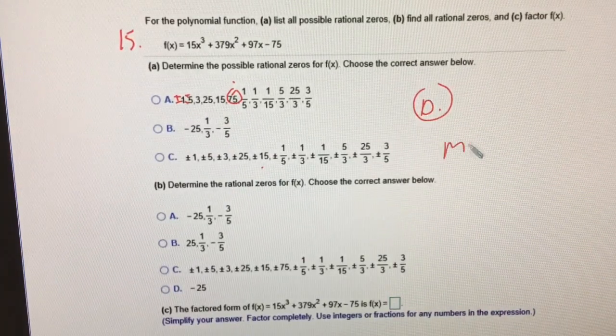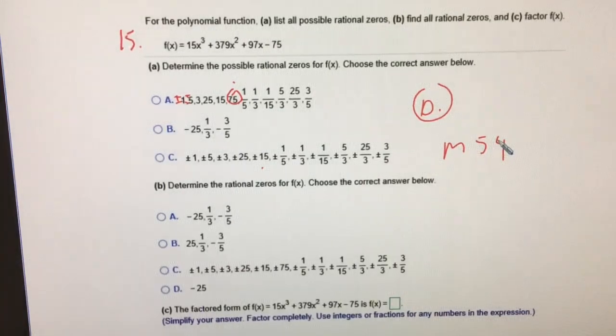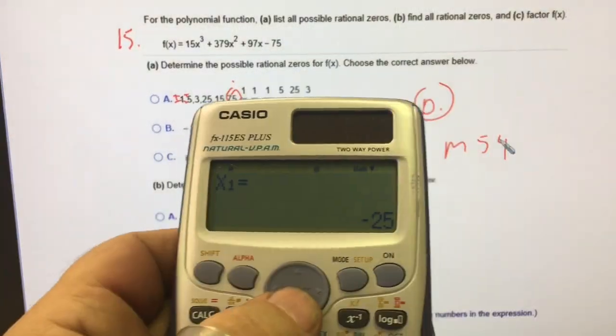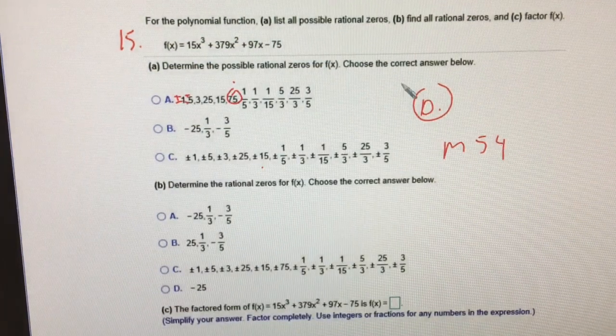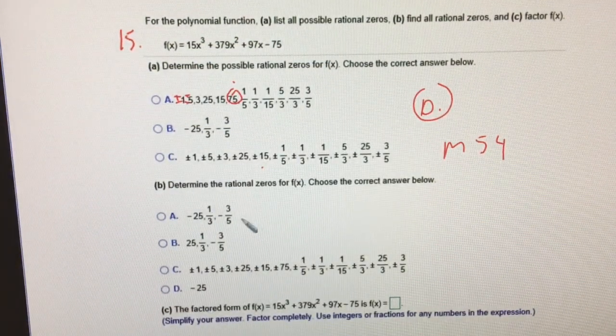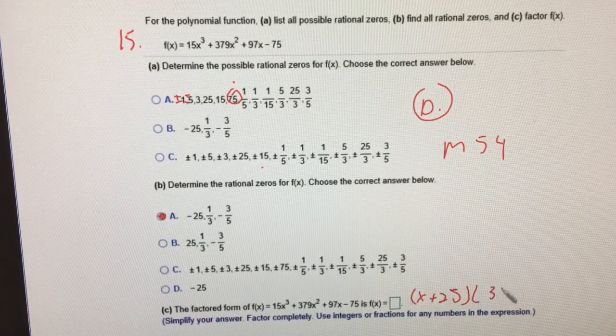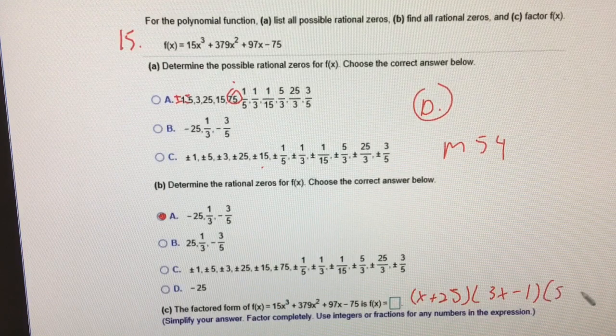Now I'm going to mode 5 4 to get the actual answers. Mode 5 4 gave me negative 25, 1/3, and negative 0.6. We'll see. Negative 25, 1/3, and negative 3/5 is actually negative 0.6. The factored form of that is going to be x plus 25, 3x minus 1, and 5x plus 3. Realize you have to change the signs when you write the factors.